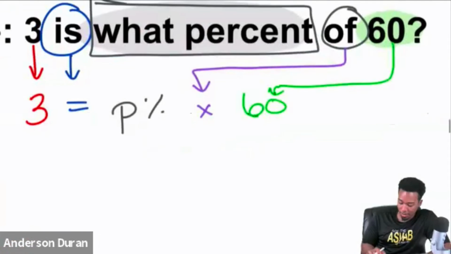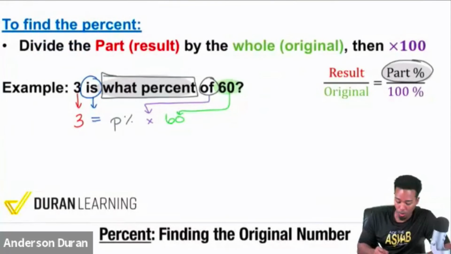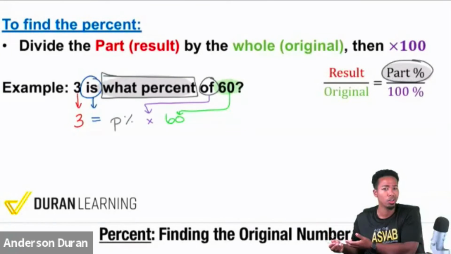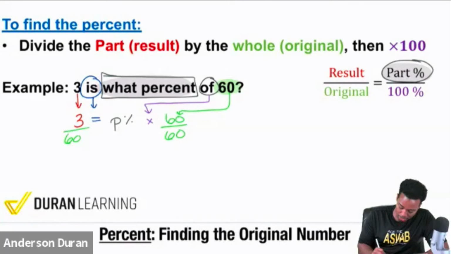To get the percent by itself, I'm going to divide by 60 on both sides. All I'm doing here is explaining what this means. All this mumbo jumbo, this shortcut, I want to make sure you understand what's going on. In the pure form, 3 equals what percent of 60? All I did was translate this English into math, and to get it by itself, I have to divide by 60 on both sides. That cancels out, and we perform 3 divided by 60.